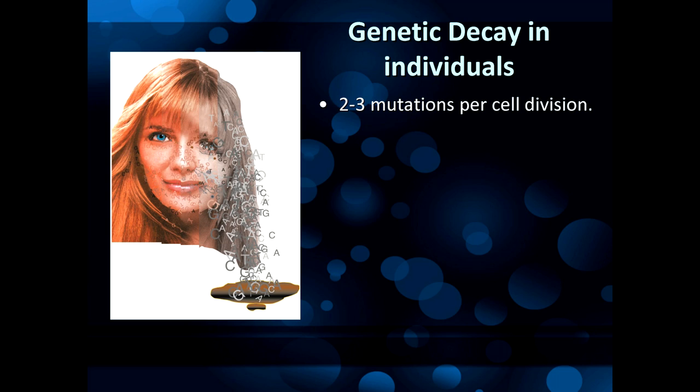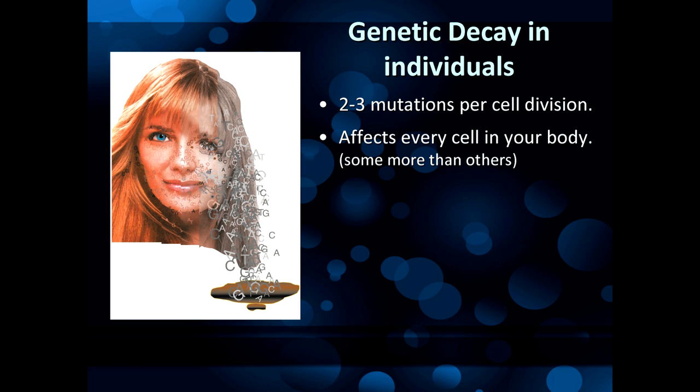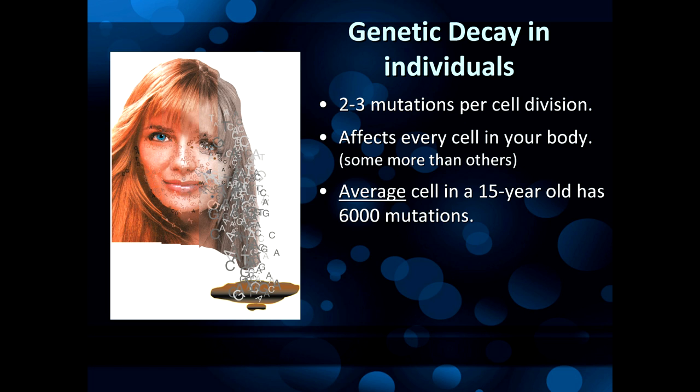Let's look at some of the numbers here. We can look at genetic decay in individuals. In every person, every time your cells divide, there are 2 to 3 mutations per cell division, which is phenomenal. It affects every cell in your body, some more than others, because some cells reproduce quicker or more often than others. The average cell in a 15-year-old has 6,000 mutations.